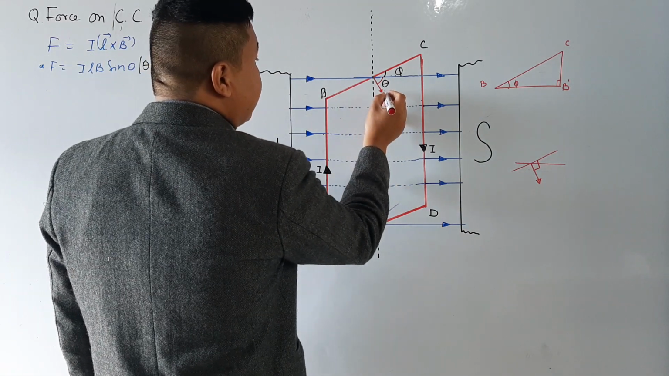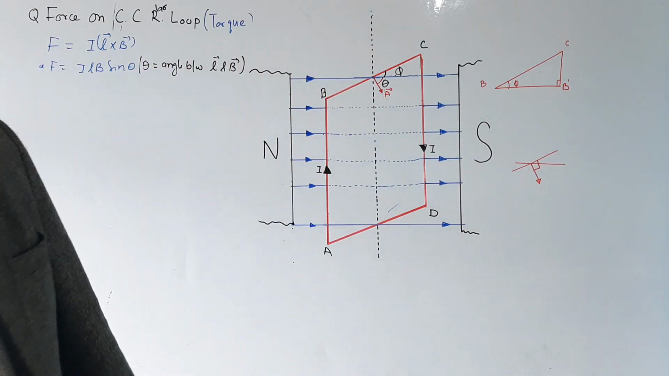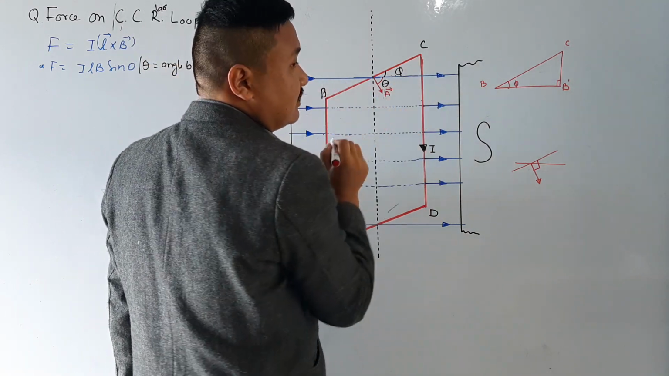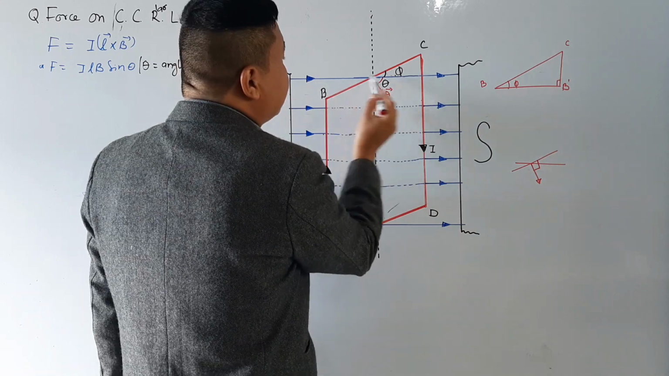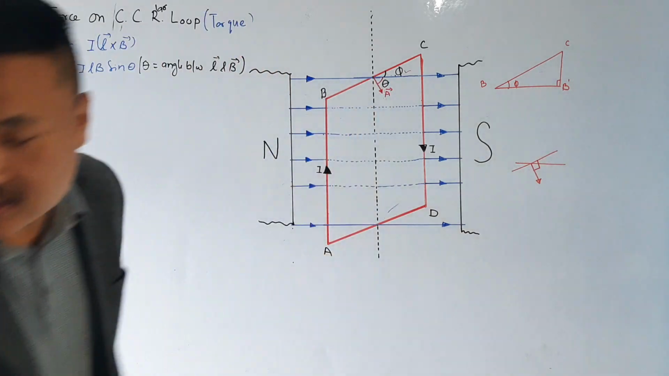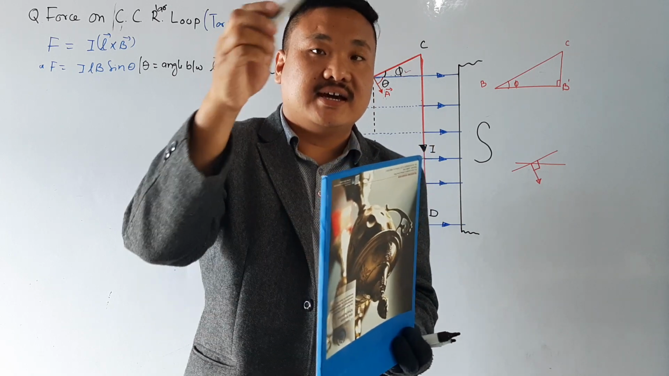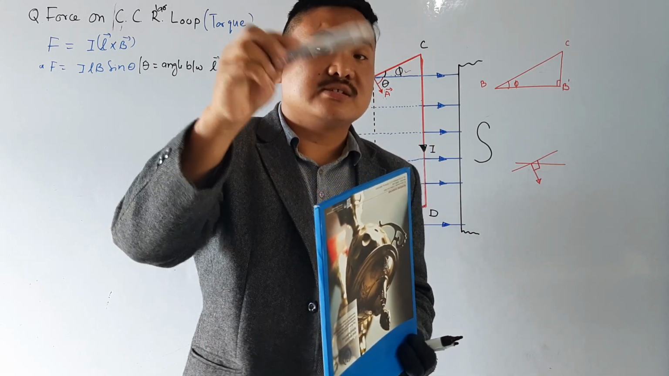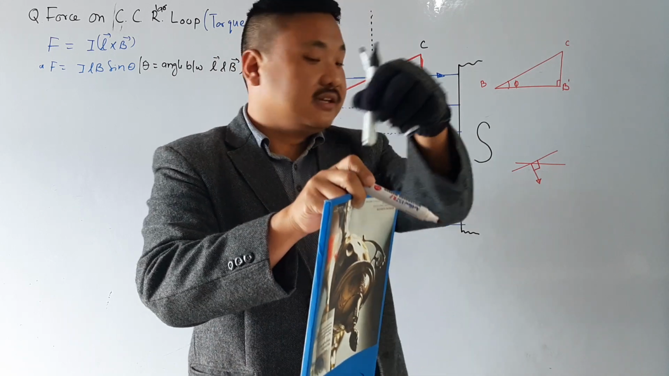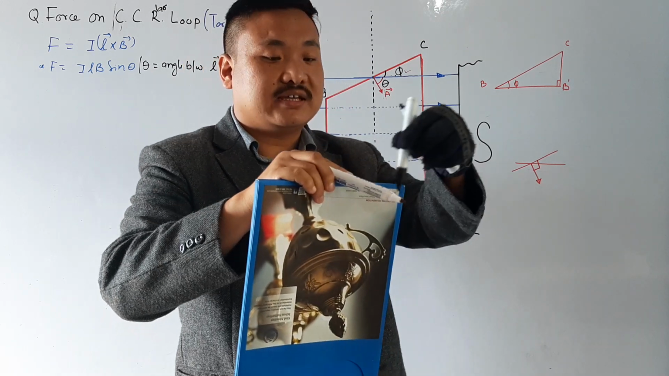Now this arrow is the area vector. What does this mean? This is the arm BC and this is the magnetic field, and between the magnetic field and the arm BC the angle is phi. So this is my rectangular loop. It is tilted, and this is my magnetic field. The angle between this BC and this magnetic field is phi.